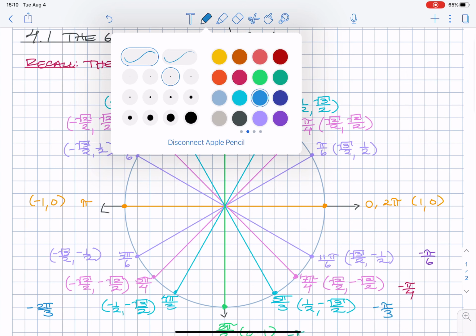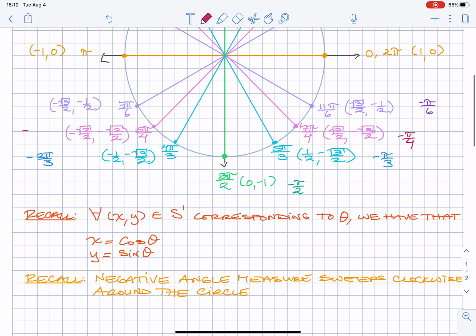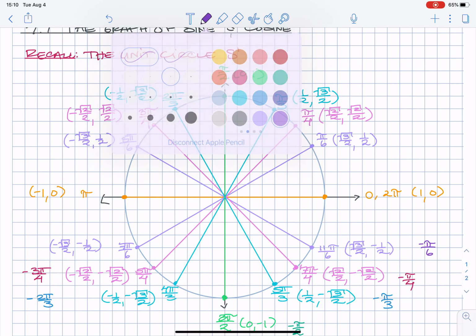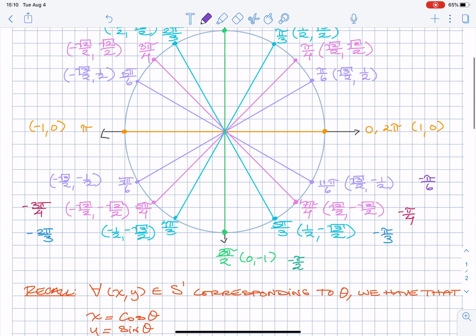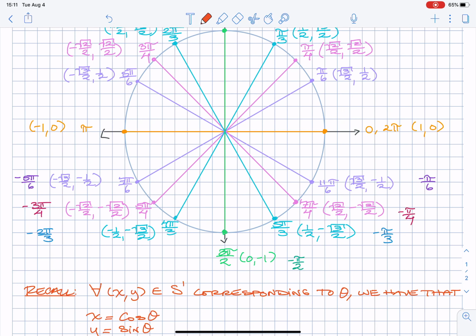Then 5 pi over 4 in pink here. That's a mirror to 3 pi over 4 in pink, so this is negative 3 pi over 4, if I look at the mirror image across the x-axis. Similarly, this 7 pi over 6 is a mirror to 5 pi over 6, so this is negative 5 pi over 6. And pi and negative pi are mirrors of one another, so this is the same as negative pi. So pi is the same as negative pi, which is interesting.